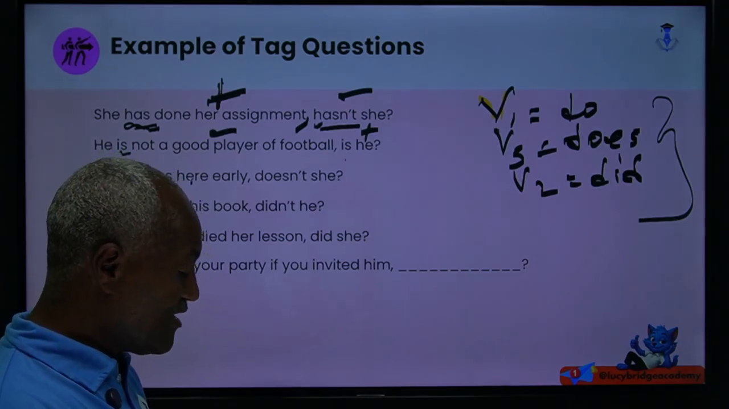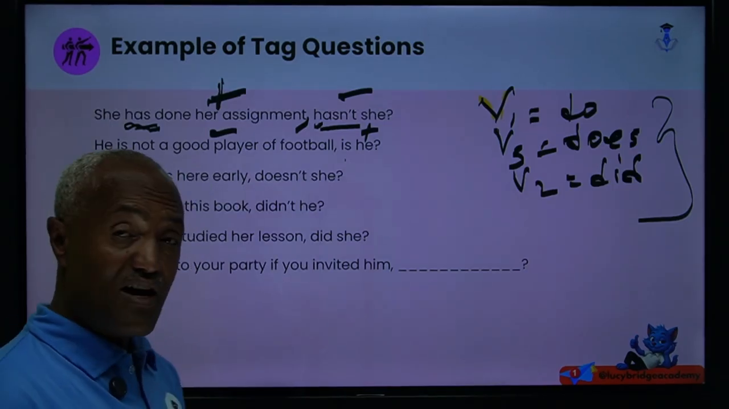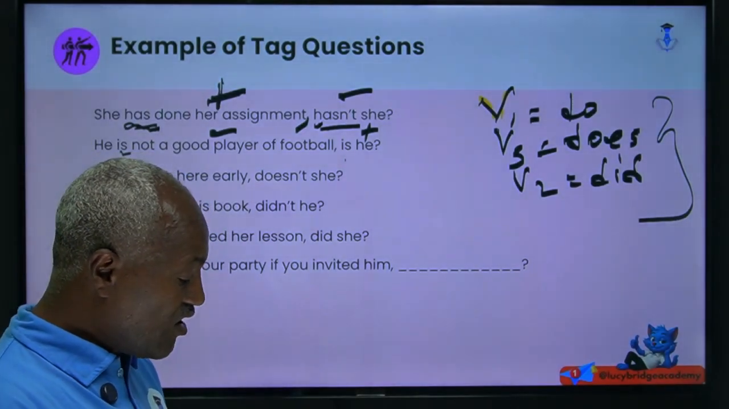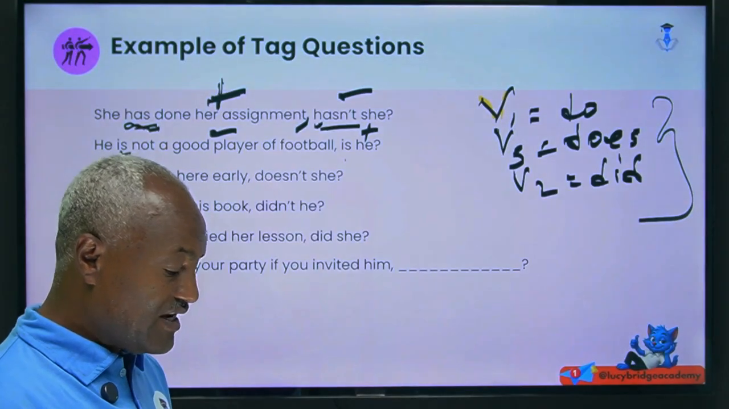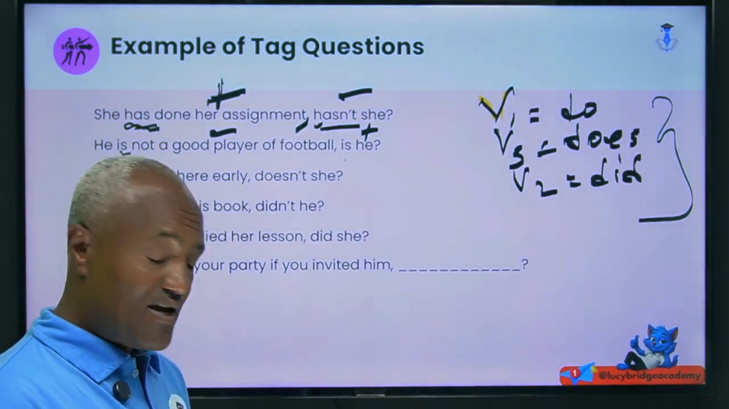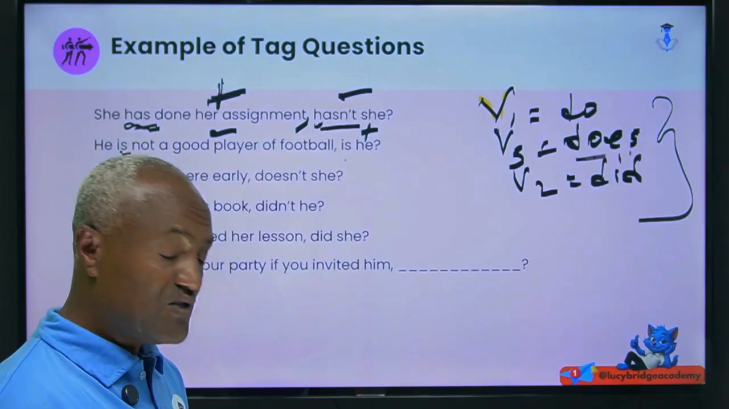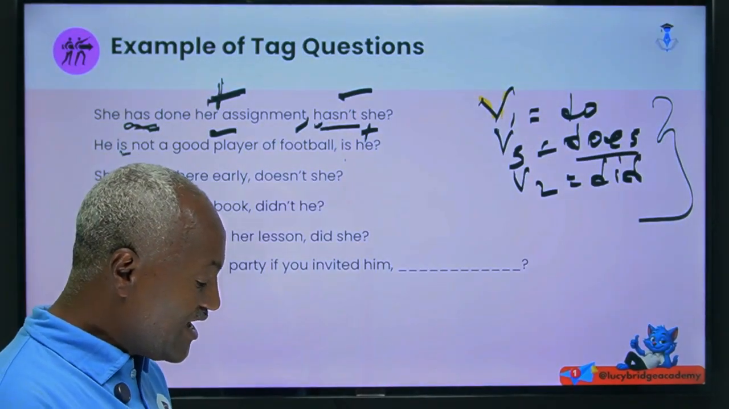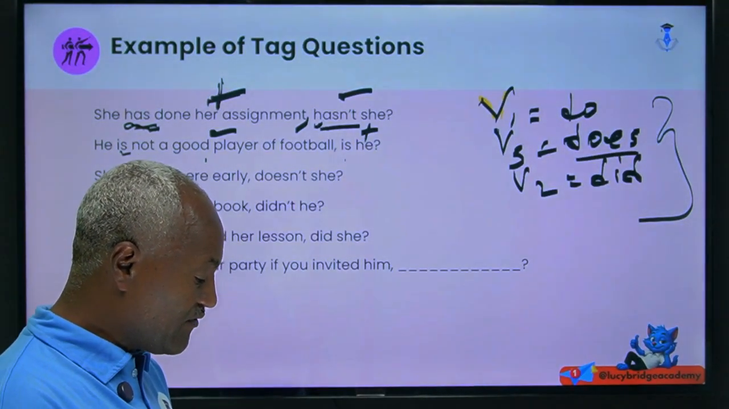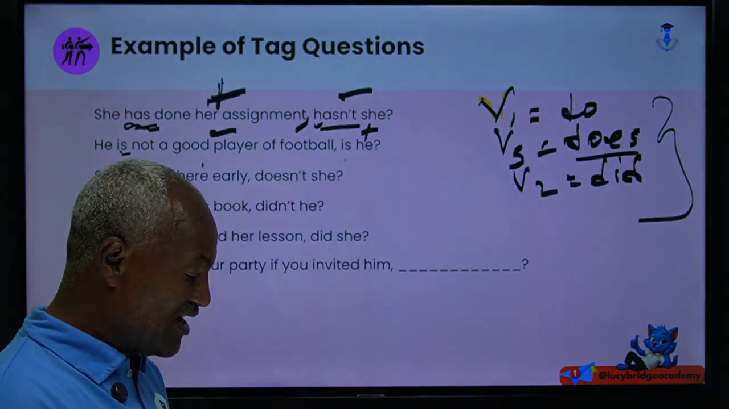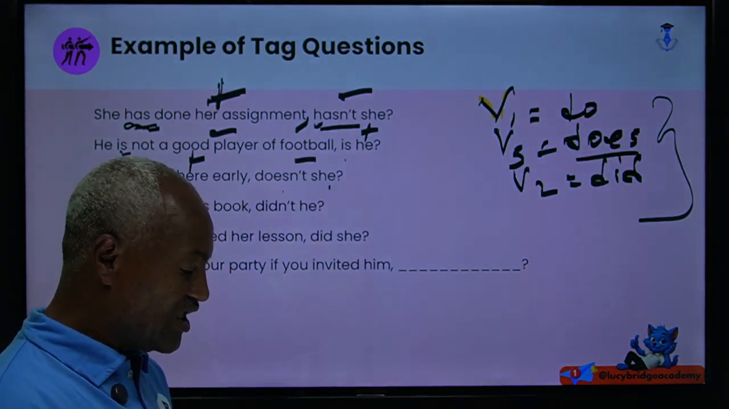She arrived here early. Now here, do we have any auxiliary verb? We don't. So the main verb is what? Arrived. What type of verb is it? Verb 2. So if it is verb 2, we use what? Did. Then here, is it positive or negative? This is positive. Then the next one is what? Negative. Therefore, didn't she? Have you seen it?